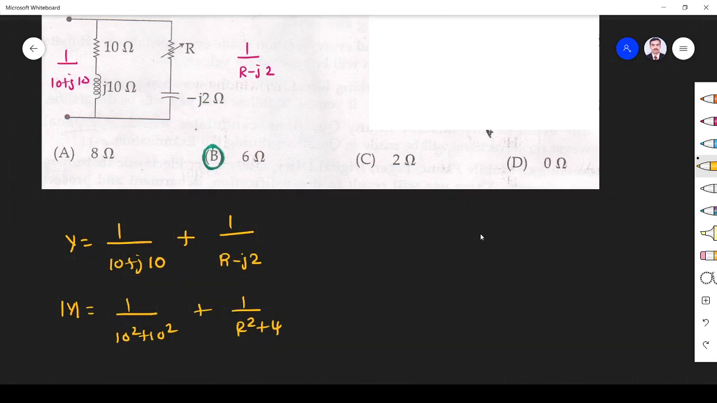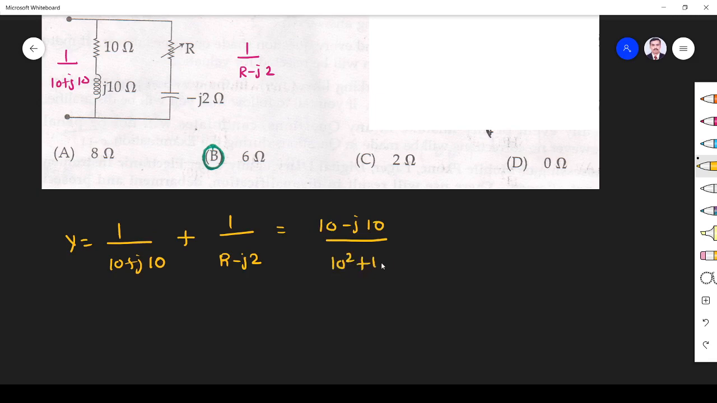Next, let me do it in a different way, by simplifying this. I take the complex conjugate of numerator and denominator, which makes the problem shorter. So I take the complex conjugate, 10 minus j10. In the denominator, if I multiply with the complex conjugate, it will become 10 squared plus 10 squared. Similarly, I multiply and divide with the complex conjugate, R plus j2. If I multiply R minus j2 into R plus j2, it will become R squared plus 4.